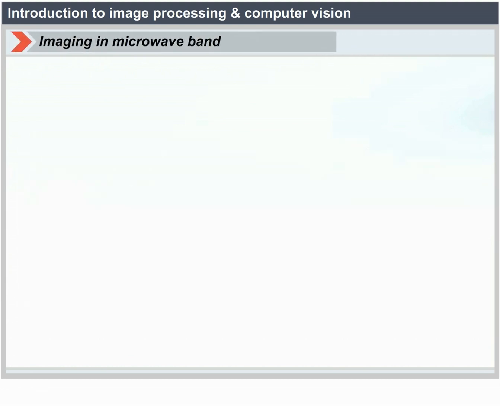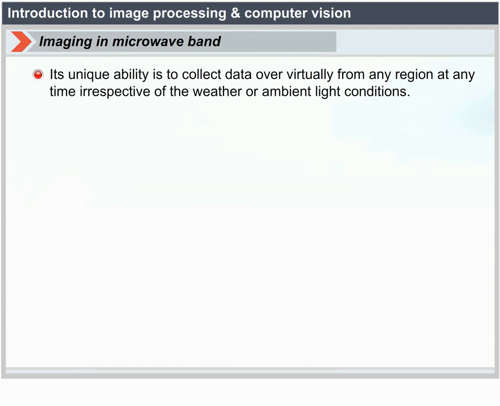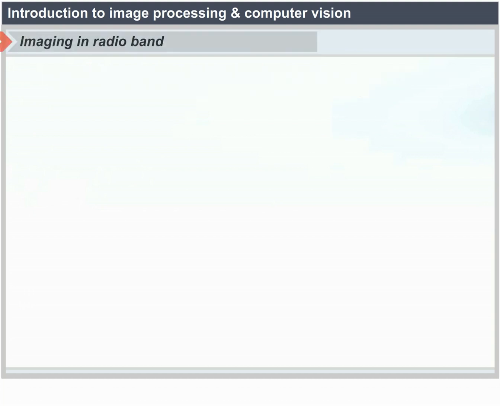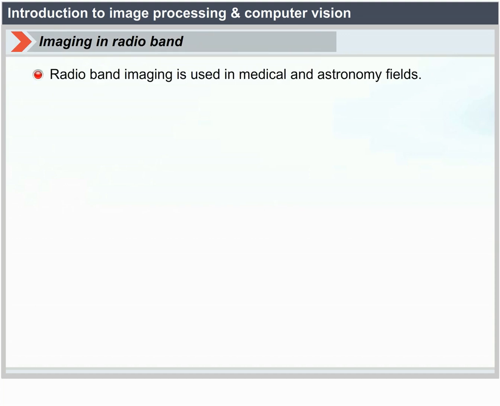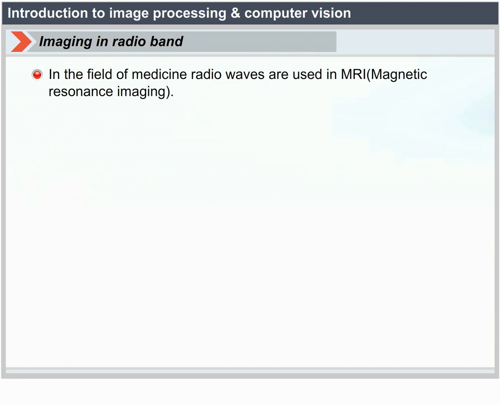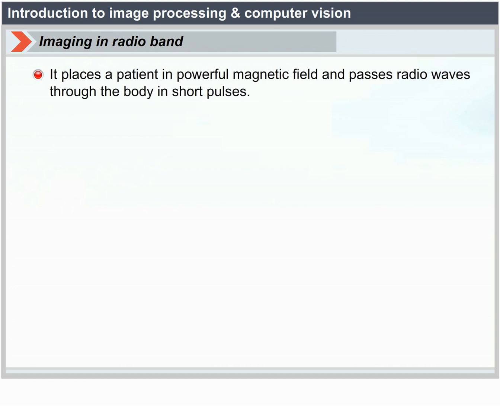Imaging in the microwave band. Radar is the application of microwave imaging. Its unique ability is to collect data over virtually any region at any time, regardless of weather or ambient light conditions. Imaging in the radio band. Radio band imaging is used in the medical and astronomy fields. In medicine, radio waves are used in MRI, magnetic resonance imaging. It places a patient in a powerful magnetic field and passes radio waves through the body in short pulses.